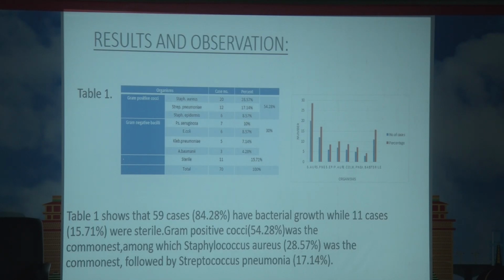From our study, we have observed from table number 1 that out of 70 cases, 59 cases, that is 84.28%, had bacterial growth, while 11 cases showed no growth. Of these, gram-positive cocci were the predominant ones at 54.28%, and gram-negative at 30%. Out of the gram-positive cocci, Staph aureus was the most common. This is the bar chart showing the findings.